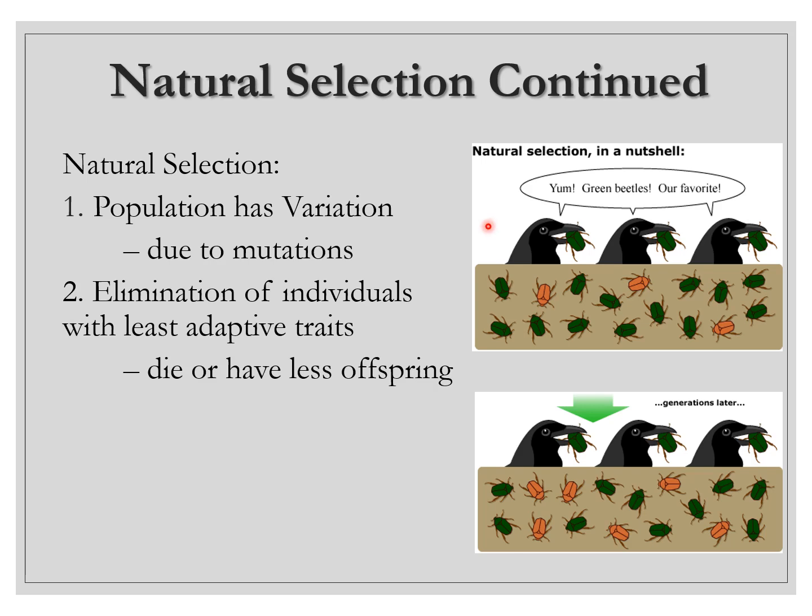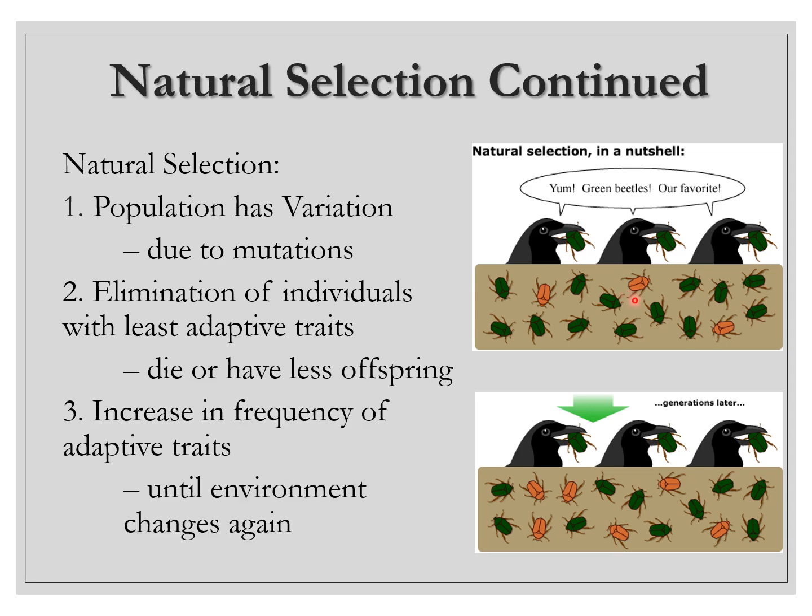So if we look at our example over here, we have these blackbirds that enjoy eating the green beetles, right? So they're going to ignore these orange beetles. Because these orange beetles are not being eaten and they have a more adaptive trait, they are going to increase the frequency of their adaptive trait. Generations later, they're going to be the ones surviving and breeding and having more offspring. And so they are going to be increasing in that population.